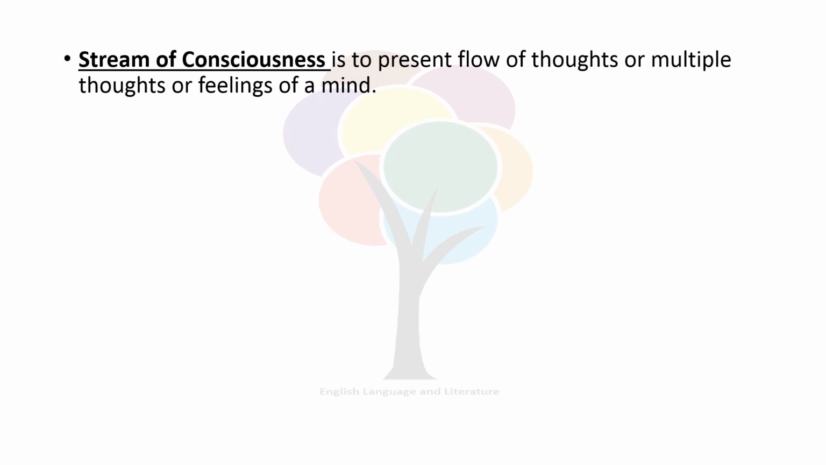Stream of consciousness. Stream of consciousness is to present flow of thoughts or multiple thoughts or feelings of a mind. It refers to a person's thoughts and conscious reactions to events perceived as a continuous flow. And it is important to note that the term was introduced by William James in his book Principles of Psychology that was published in 1890.